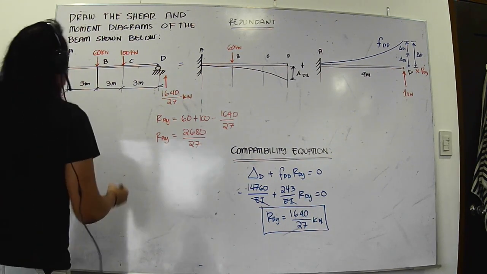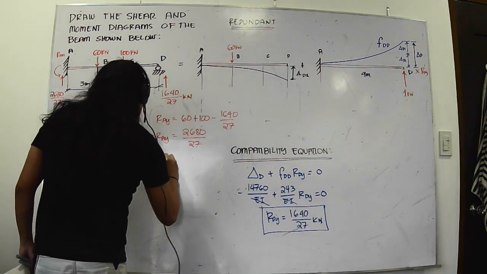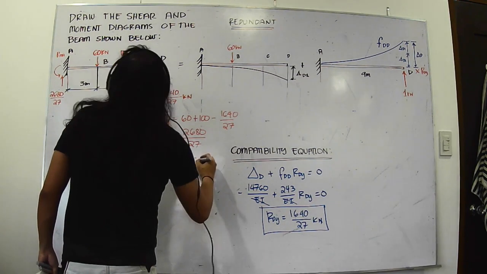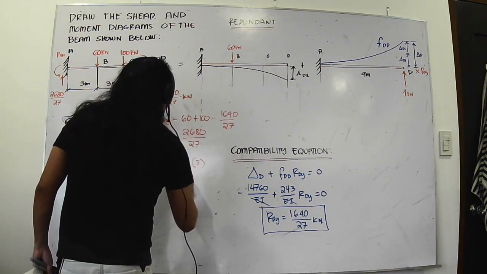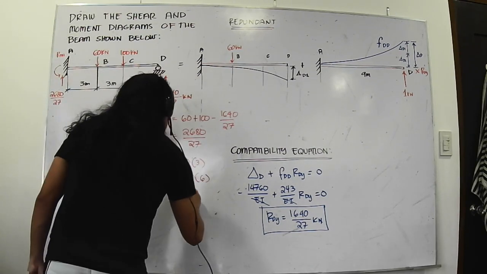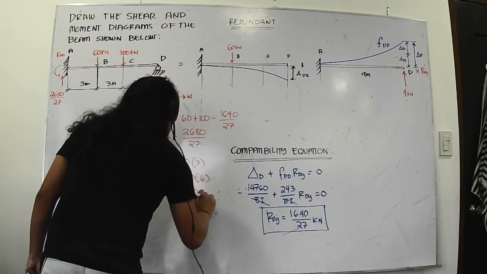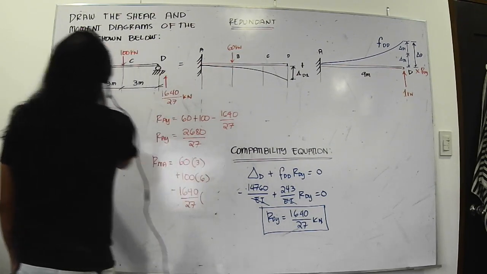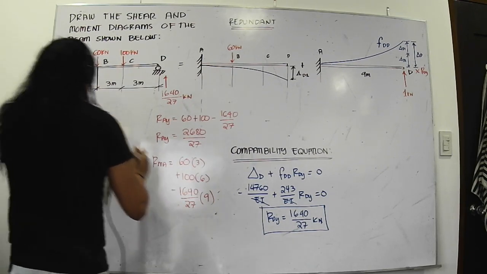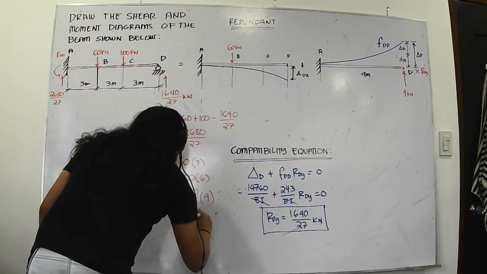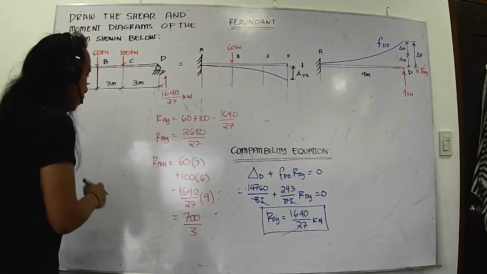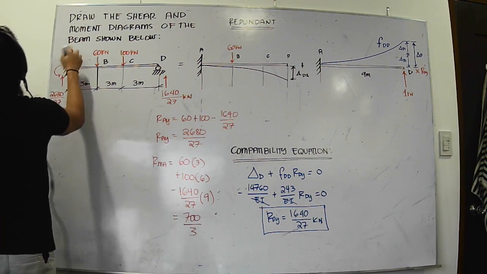If you want to solve for RMA here, RMA is just equal to 60 times 3 plus 100 times 6 minus 1640 over 27 multiplied by 9. And that should be equal to 700 over 3, spinning this way. So we get 700 over 3.